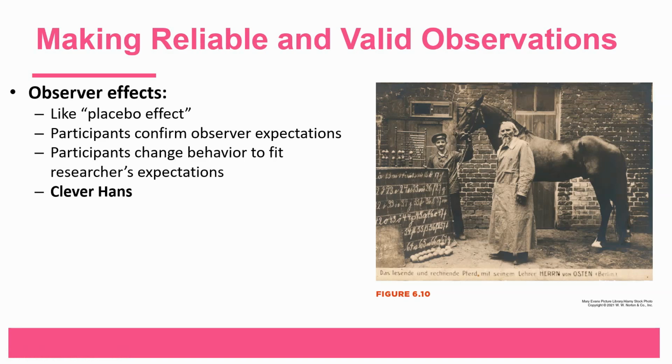So there's several examples of this. The book talks a little bit about maze bright and maze dull rats. So definitely make sure that you read about that. But the most famous example of observer effects, where the individual being observed was able to pick up on the subtle clues of the researcher, comes from the famous example of Clever Hans. And I'm sure you've heard about Clever Hans in your other classes. Clever Hans was an incredibly bright horse, and the horse appeared to add, subtract, multiply, and divide, have the equivalent mathematical skills of a fifth grader.